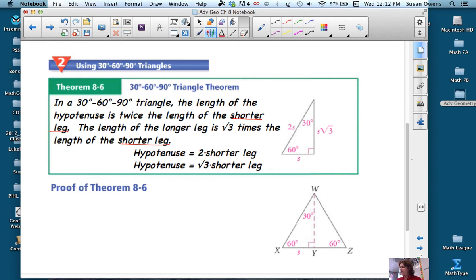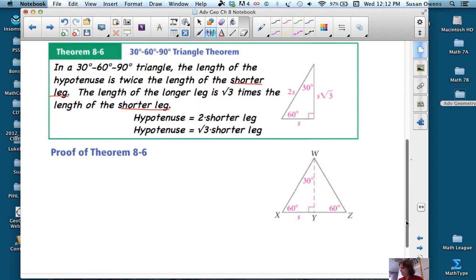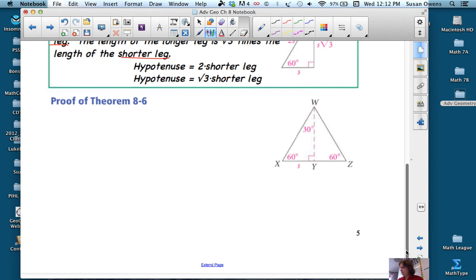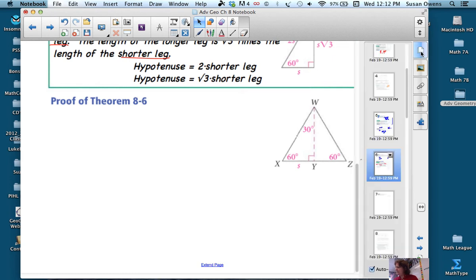If you want to go from the hypotenuse to the long leg, most of the time you want to go through the short leg. So I would first divide by 2 to get back to the short leg, and then multiply by root 3 to get to the long leg. And if I wanted to go from the long leg to the hypotenuse, I would divide by root 3 to get back to the short leg, and then double it to get to the hypotenuse. This proof, the proof of Theorem 8.6, we'll do in class to show you where those come from.